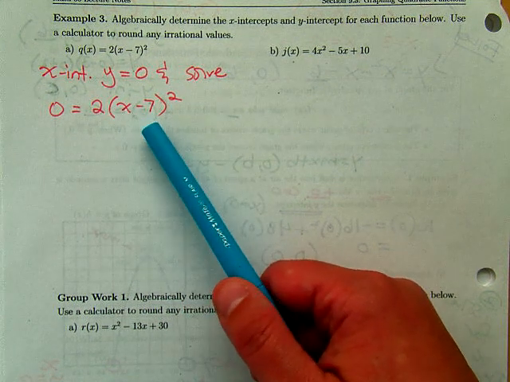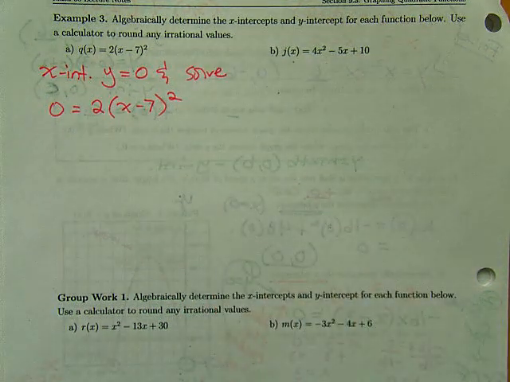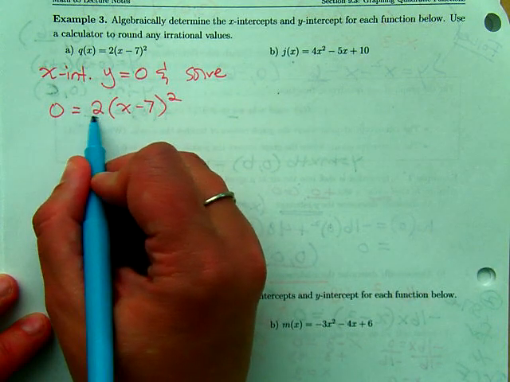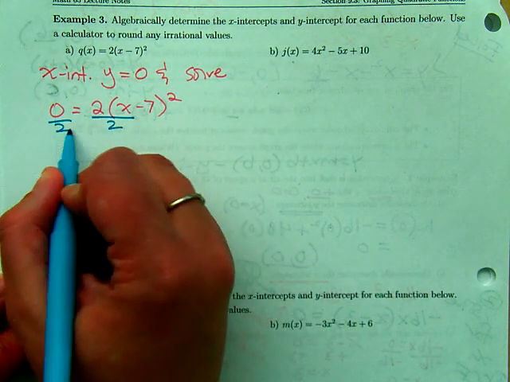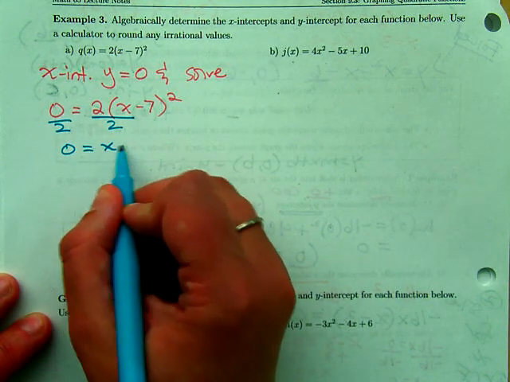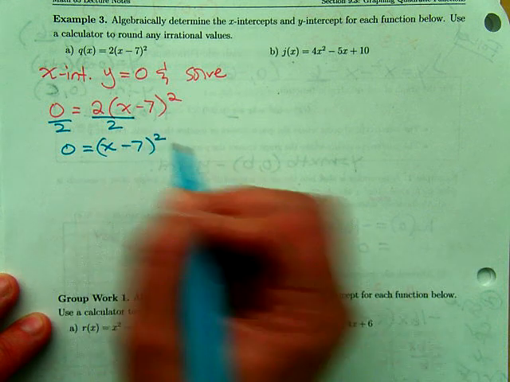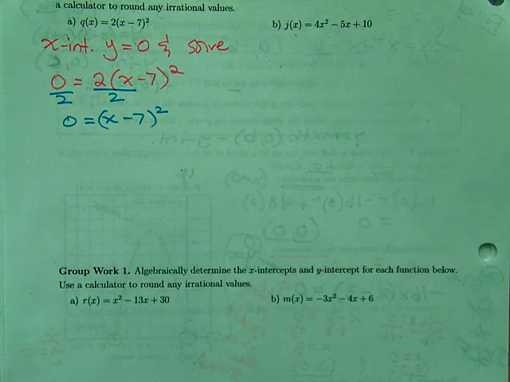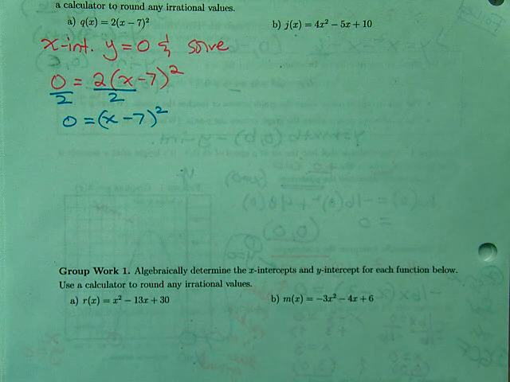Notice this is not in standard form, right? So before I take the square root, this 2 is being multiplied, so I want to divide both sides by 2. What's 0 divided by 2? 0 equals x minus 7 squared. Now how do I solve? Using the square root method, take the square root.